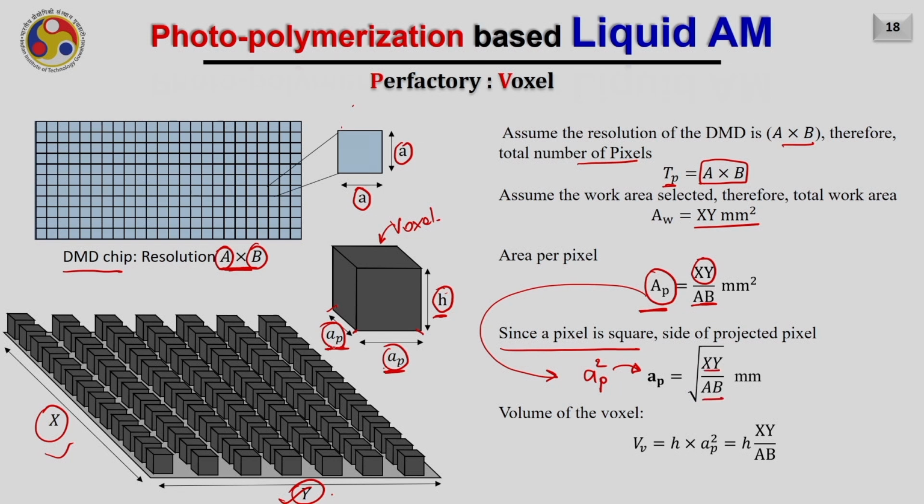Once you know the side of the voxel on the xy plane, you can find out the volume of the object if height is known to you. The volume will be nothing but height into AP square, that is the area, and hence this is the volume of the voxel which you are curing by this technology.